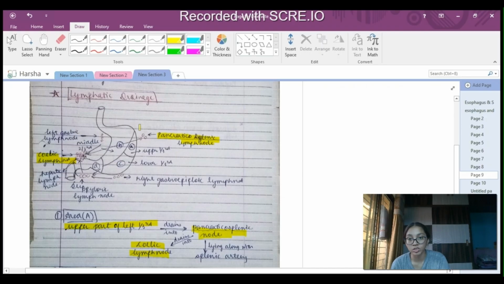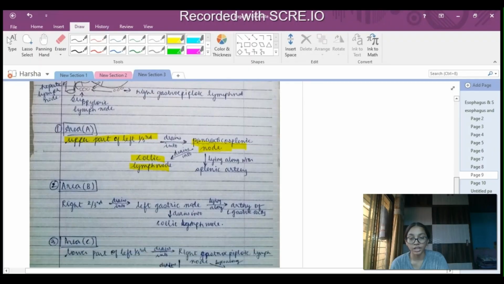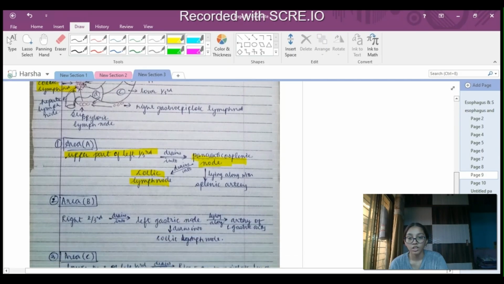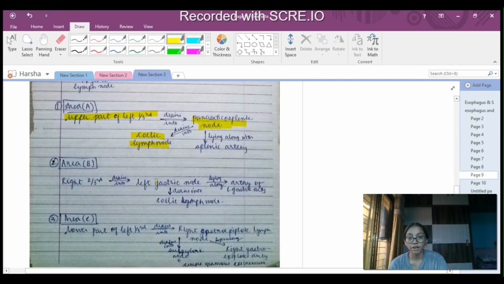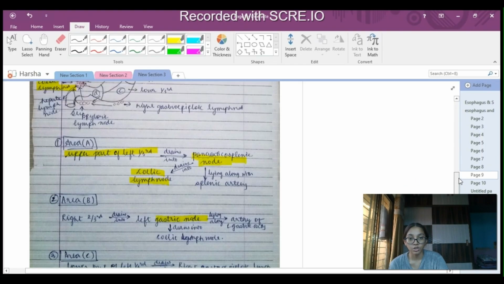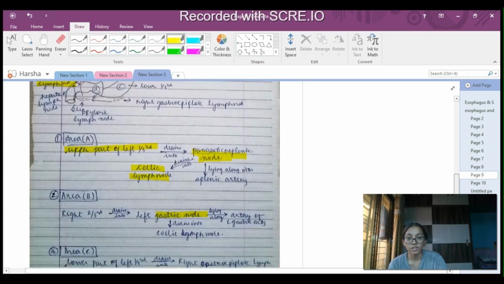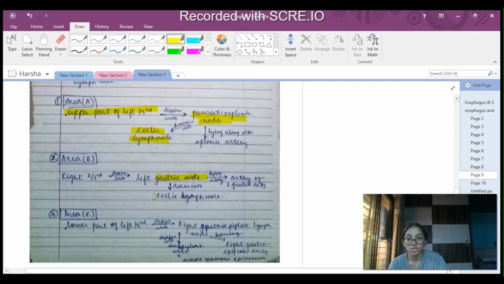Second is area B. Area B is the right two-third portion of the stomach, which is draining into the left gastric nodes. These are the left gastric nodes which are present over here. And the left gastric nodes further drain into the celiac lymph nodes, the same as the pancreaticosplenic nodes.